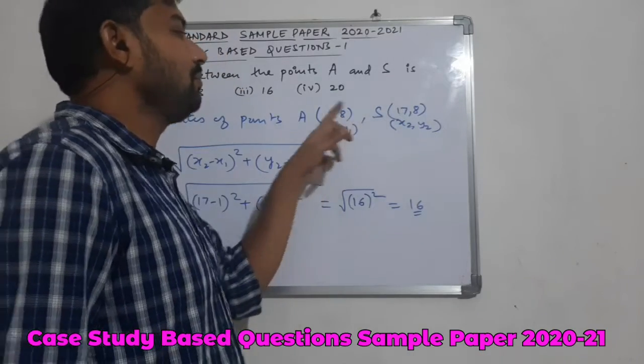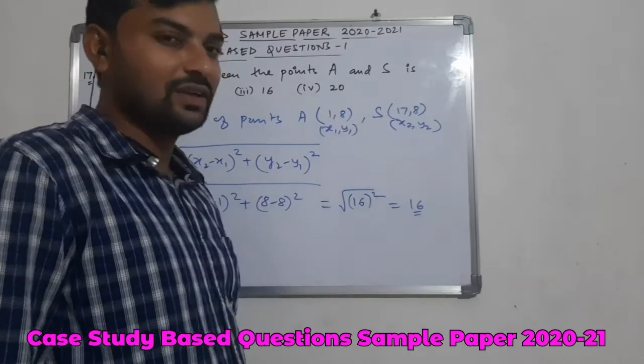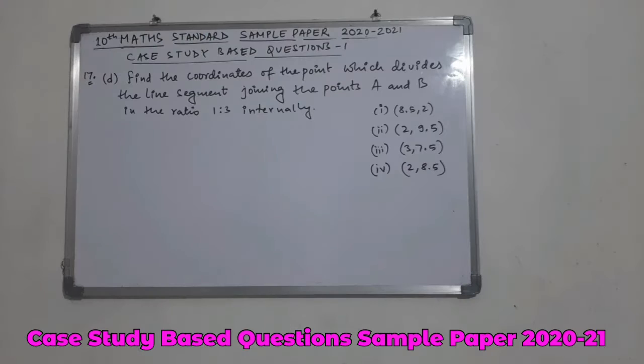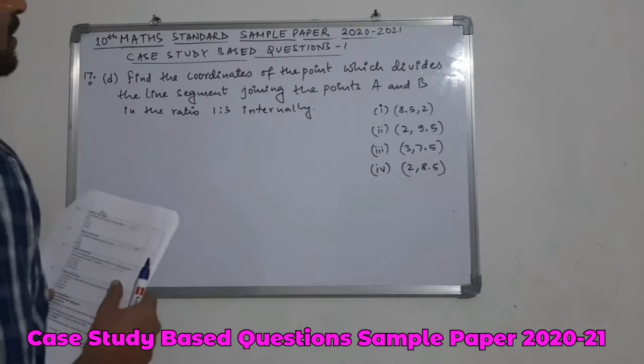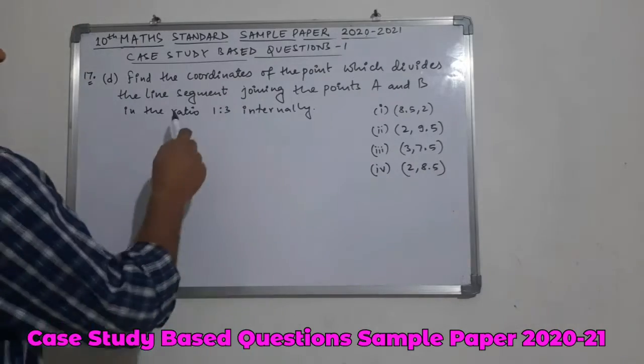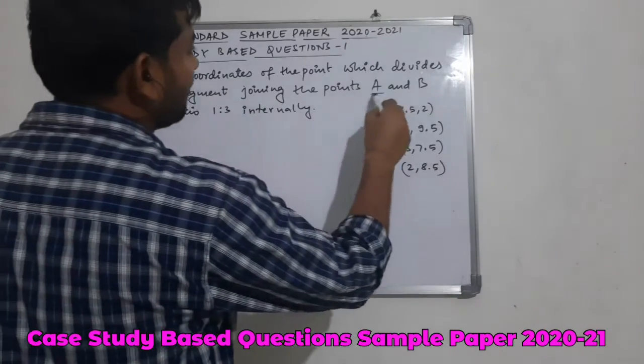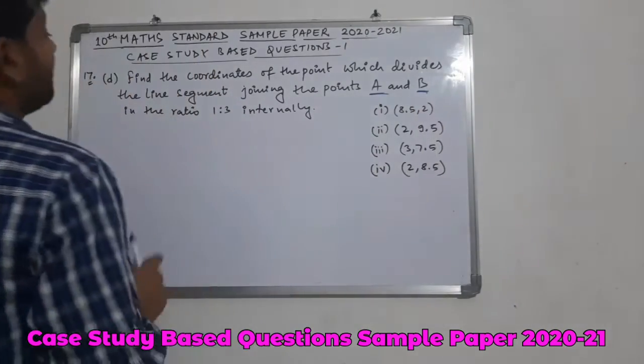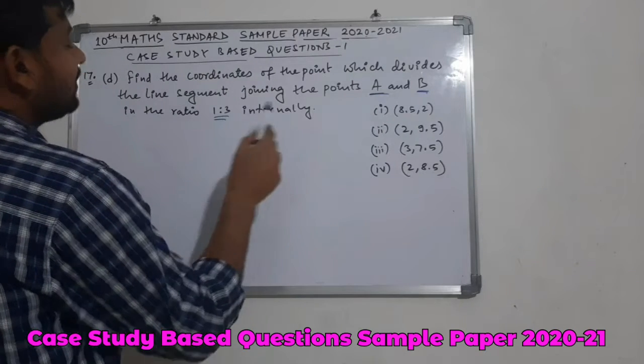So that's why 17 minus 1 is 16. So that can be done directly. So let us come to the fourth part of this. Here we have to find the coordinates of the point which divides the line segment joining the points A and B in the ratio 1:3 internally.